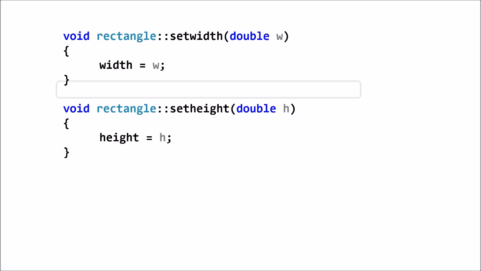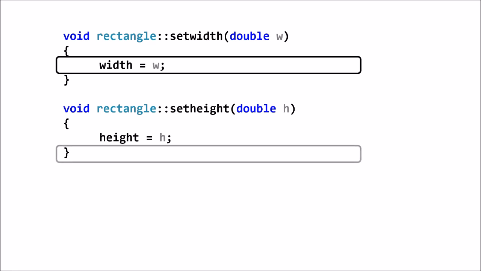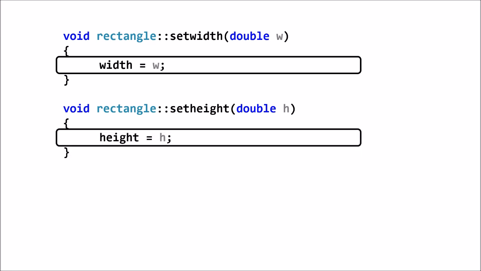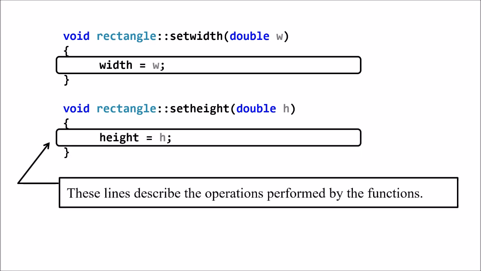The operation of these two functions is very straightforward. In both cases, they simply make an assignment to the data members of the objects. For the set width, the value passed to the variable w is assigned to the width data member of the object, and for the set height function call, the data passed to the local variable h is assigned to the height data member.